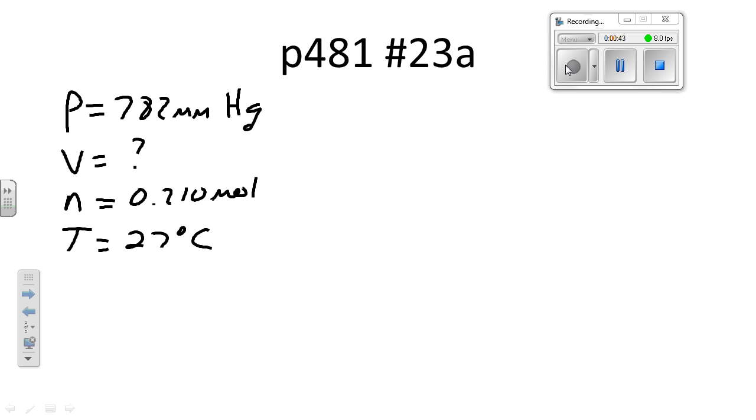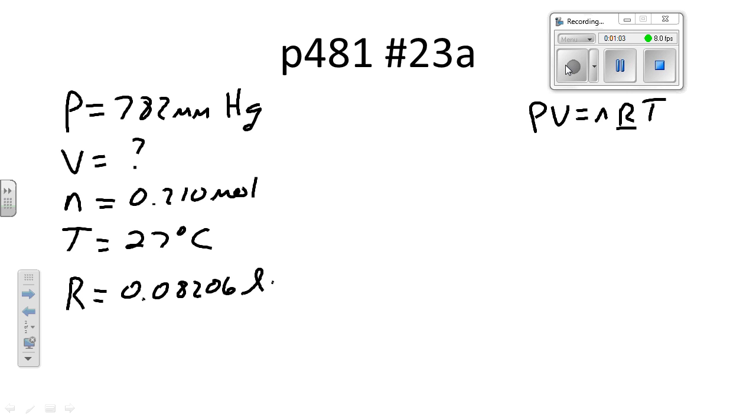So this looks like the ideal gas law. Ideal gas law is PV equals nRT. A couple of things we have to pay attention to here. Depending on what R we use, and we know R, let's just put that down over here for things we know, is 0.08206, but those units are liter atmospheres over moles and kelvins. So these units all have to be in those units.